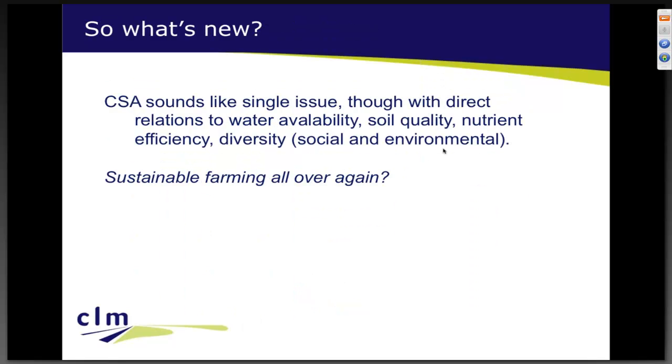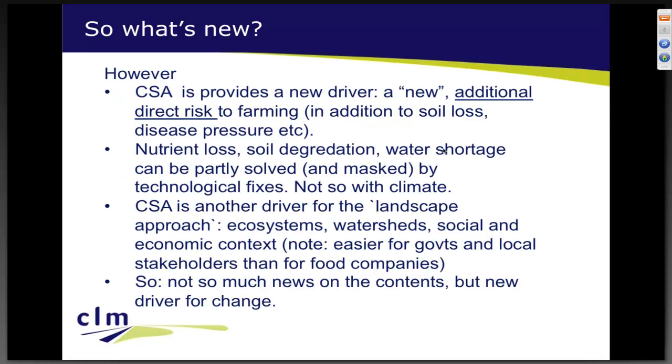So there's also a bell of, I've heard this before: what is climate smart agriculture as compared to sustainable farming in general? It's a single issue thing, but it's got a direct link to water availability, soil, nutrient diversity. So is this just sustainable farming all over again, or is it anything new at all?